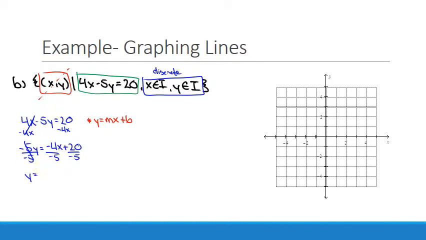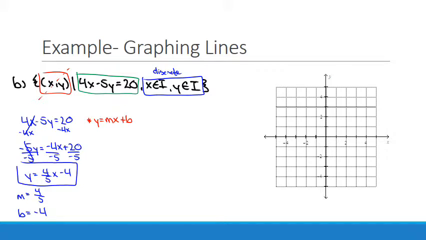So y equals a positive 4 over 5x minus 4. And now I've been successful in converting this. So my m value is the slope, so that's the 4 over 5. And the b value is your y-intercept, so that's the -4. Okay, so I've got everything I need to graph.